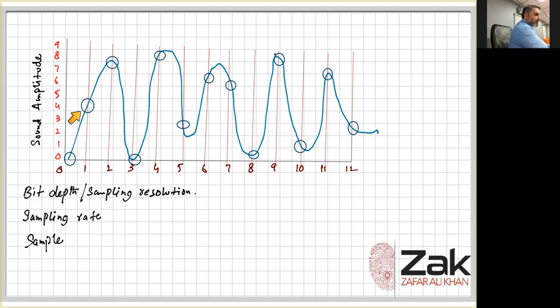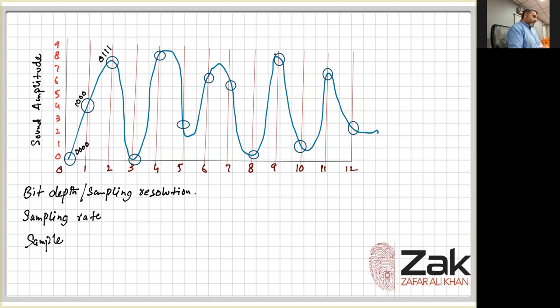I told you that these amplitudes cannot be recorded perfectly, so these all are approximated. Because the amplitude range is 0 to 9, 4 bits can be used to represent each amplitude value. For example, 9 would be represented by the binary value 1001. So this one is saved as 0000. This one is saved as 1000. This one is saved as 1111, 0010, 0111, and so on. So this number of bits is called bit depth.